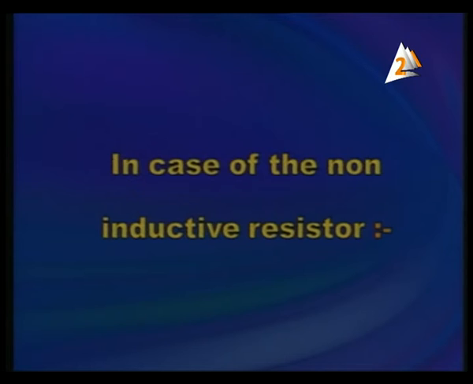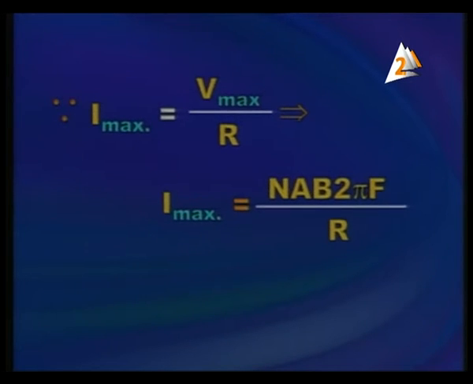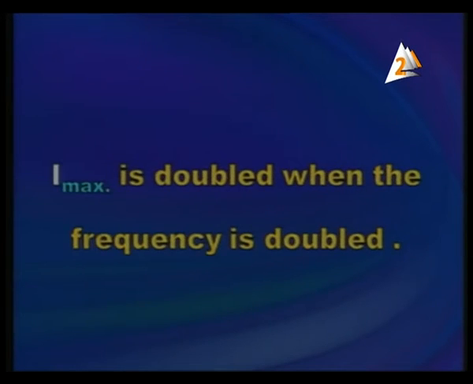Talking about the last item, which is the non-inductive resistor, once again maximum current is determined from the expression V maximum over R. It is NAB 2 pi F over R. So maximum current is proportional to the frequency. When the frequency is doubled, maximum current is doubled.